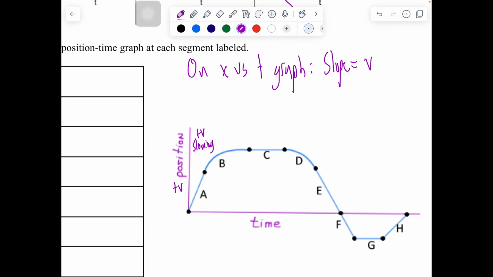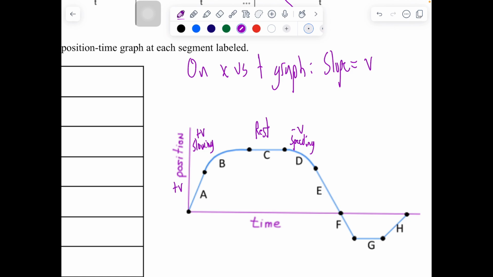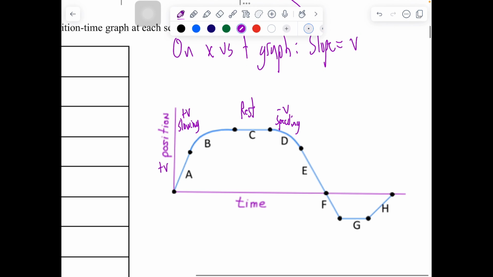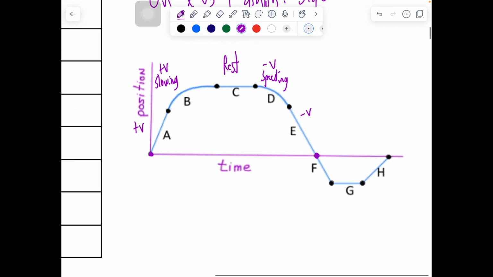C, they're at rest. They're not moving, the slope is 0. D, they have a negative velocity, and they are speeding up. The slope is getting steeper, and negative because it is a negative slope. E, negative velocity, constant velocity. At this point right here, they reach back to where they started, the origin. And then they go backwards from there, right? They're still moving backwards, some negative constant velocity. At G, they are at rest. And H, they're moving forward at some constant velocity.